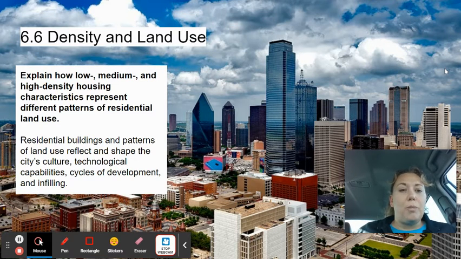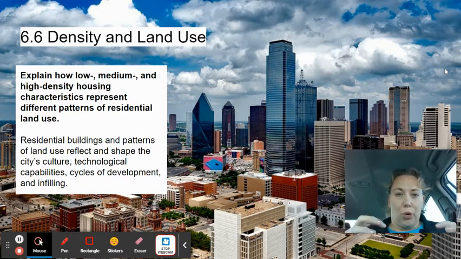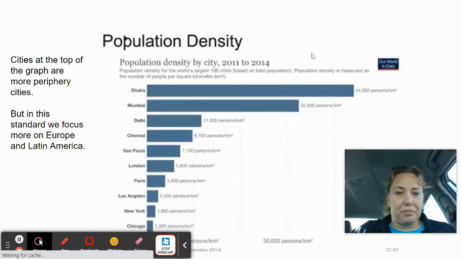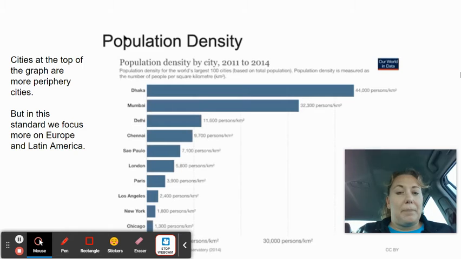Basically, going to look at low, medium, and high density housing characteristics. Remember, a lot of this correlation can come back to lower density means higher income. Higher density usually reflects lower income, but as we see people moving into the cities, that pattern is actually shifting a little bit.